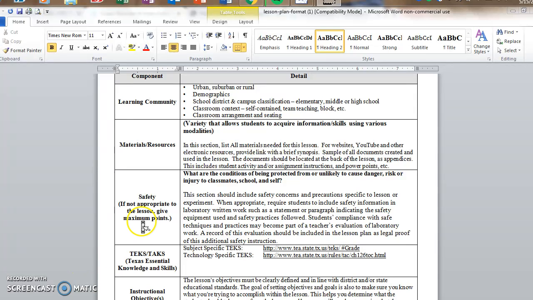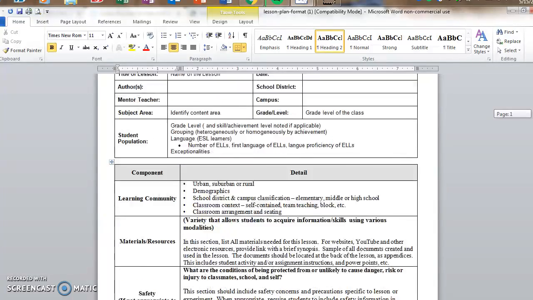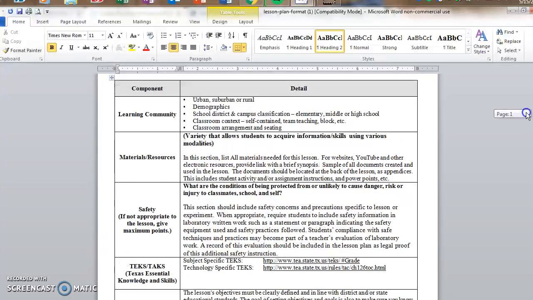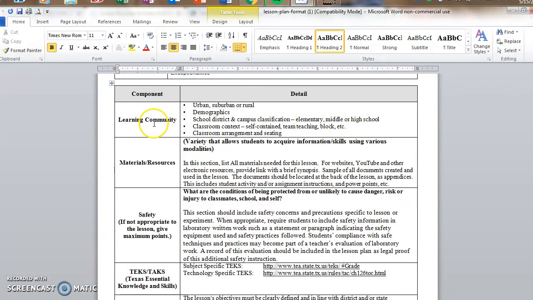So for this, I will be showing you how to do a lesson plan, and here's the format for it. It's a little lengthy. So we're going to start off with learning community at the top right here. Is it urban, suburban, or rural? What are the demographics? What's the school district and campus reflection? So is it elementary, middle school, high school?